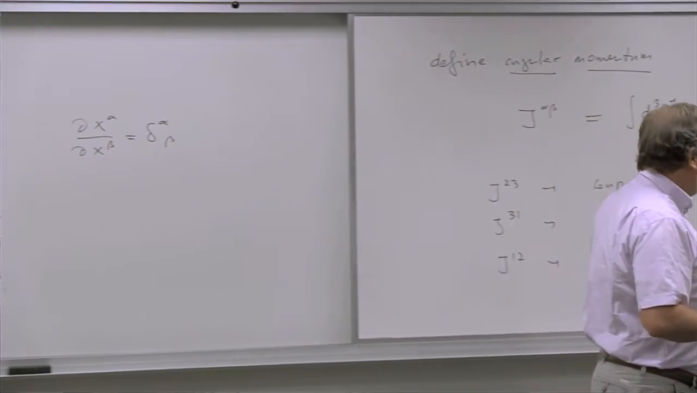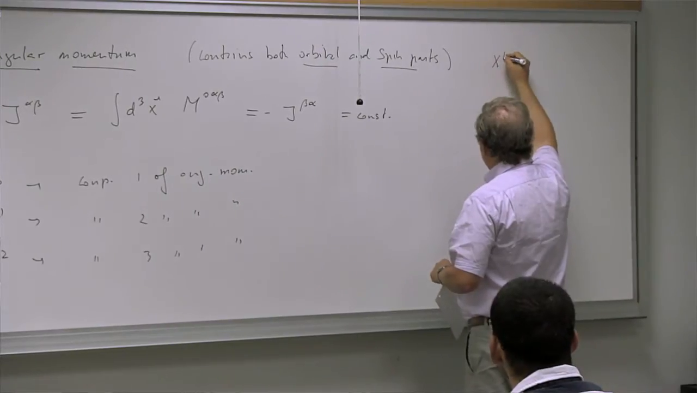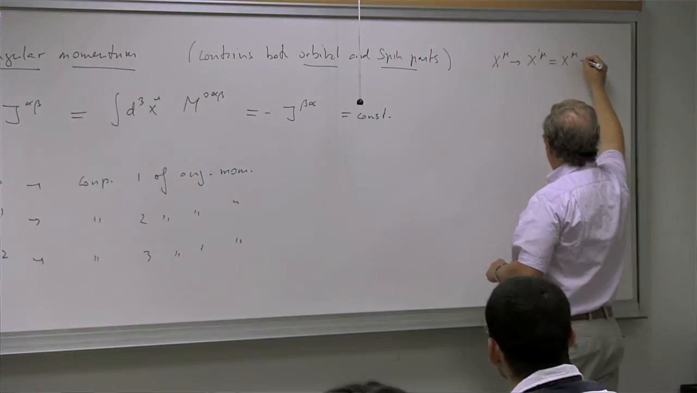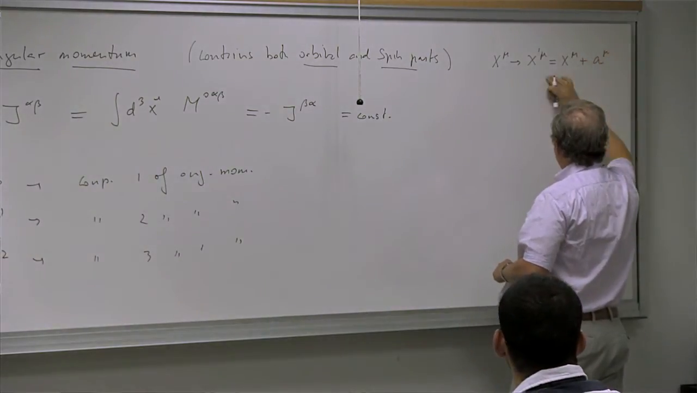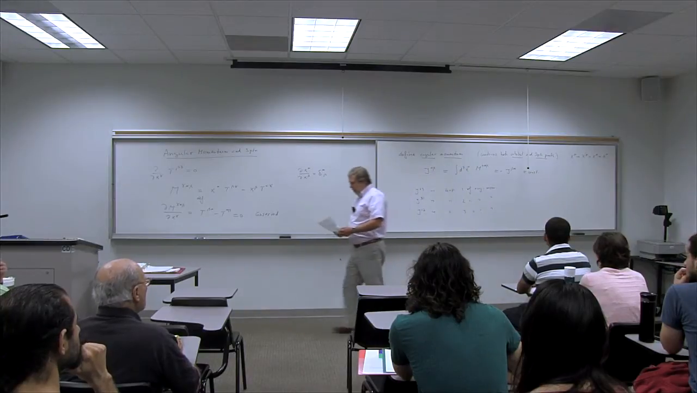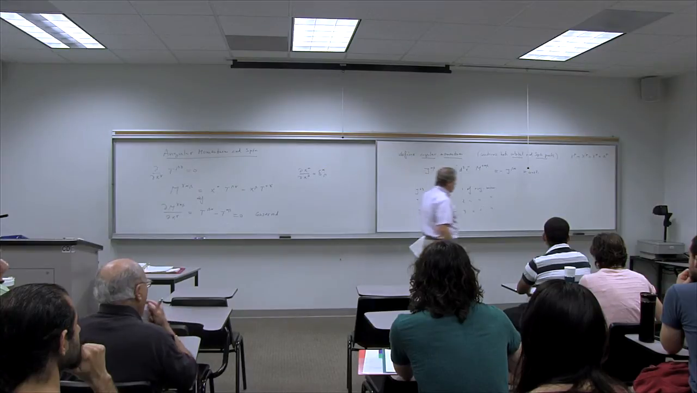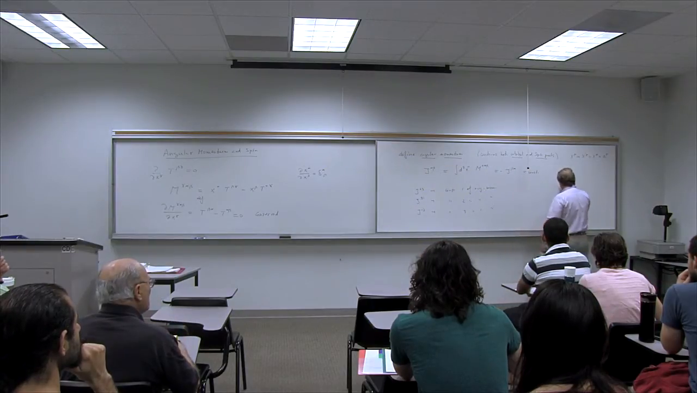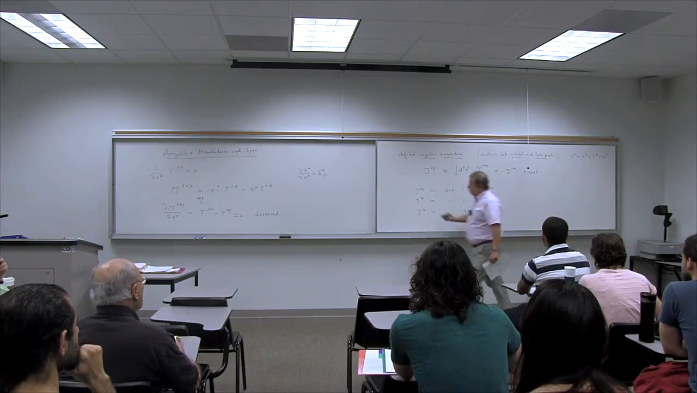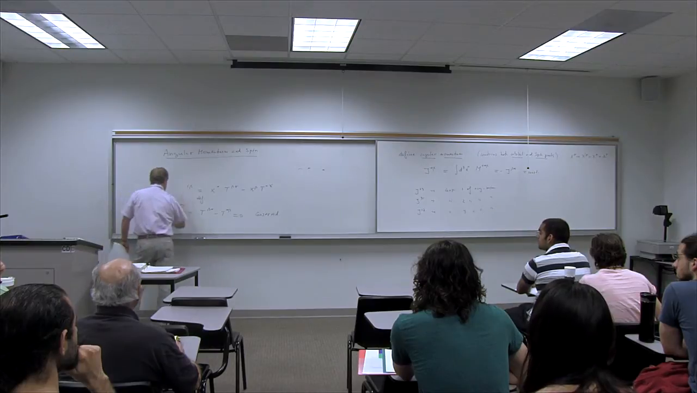So if you do a translation of the coordinate system, where x mu goes into x prime mu, which is x mu plus a mu, the orbital part changes. The spin part does not, and it was Pauli who suggested that, in fact, what you should do for the spin, I need a little bit more space, so let me do it over on this side, is that you can define a spin 4 vector.